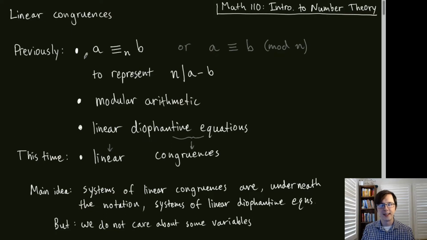So recall that last time what we talked about were congruences, which was this notation, A is congruent to B mod n, to represent a divisibility property, which is that the difference of A and B is divisible by n. Or another way we can say it is that A equals B plus Kn for some K.